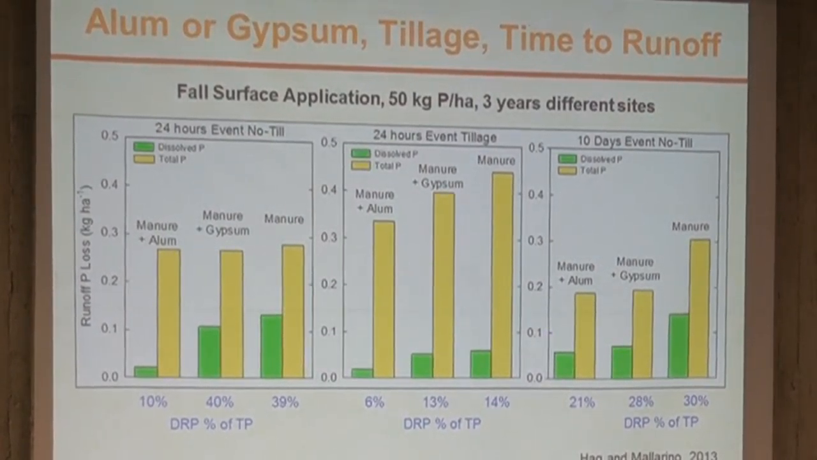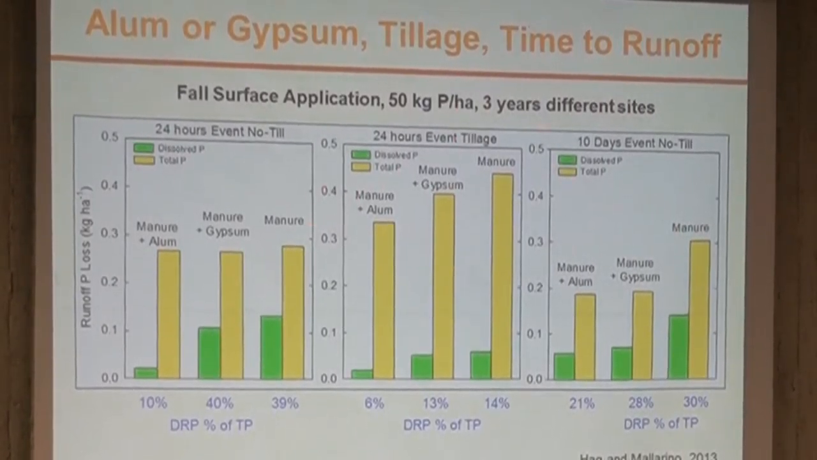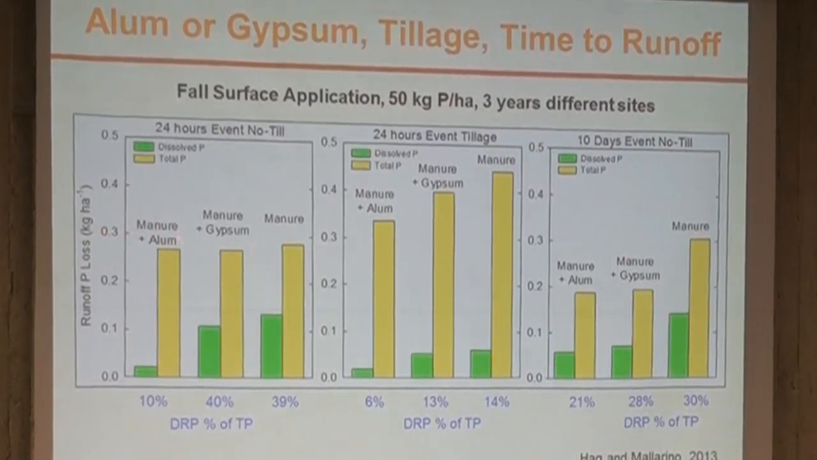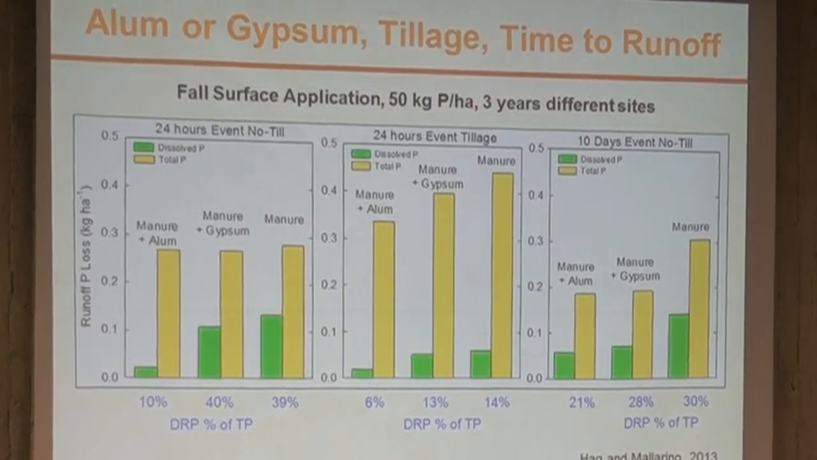What we combined here was the runoff event timing: a 24 hour event with no tillage, 24 hours with disking, with tillage, or a 10 day delay in the event with no tillage. We put the same amount of phosphorus, and this was egg layer manure. We used alum, which is aluminum sulfate, gypsum, and then the manure alone, untreated. It's an average of 3 years at different sites. In green is the dissolved P, this is phosphorus loss, and in yellow, the total P.